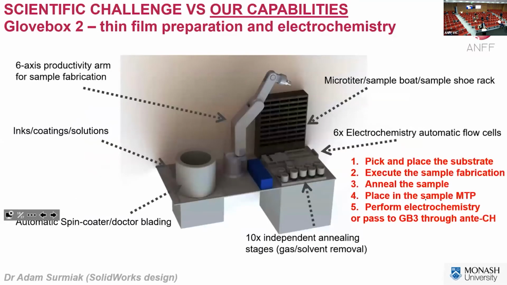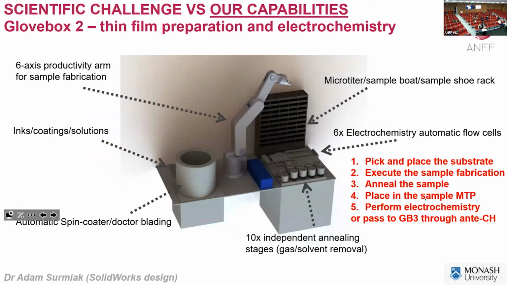Inside, we've got a 6-axis robotic arm that will be doing exactly what your PhD student or postdoc researcher is doing. So we'll do spin coating, blade coating, doctor blading, dripping, whatever you can imagine. We can also do electrochemistry, up to 6 flow cells, fully automated.